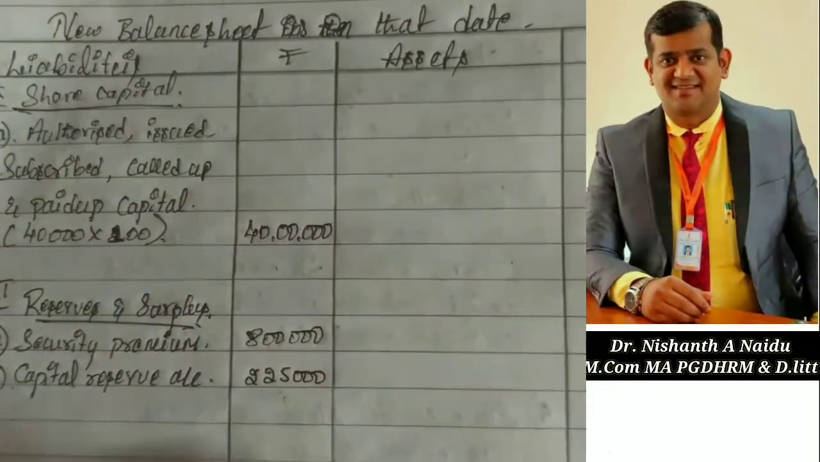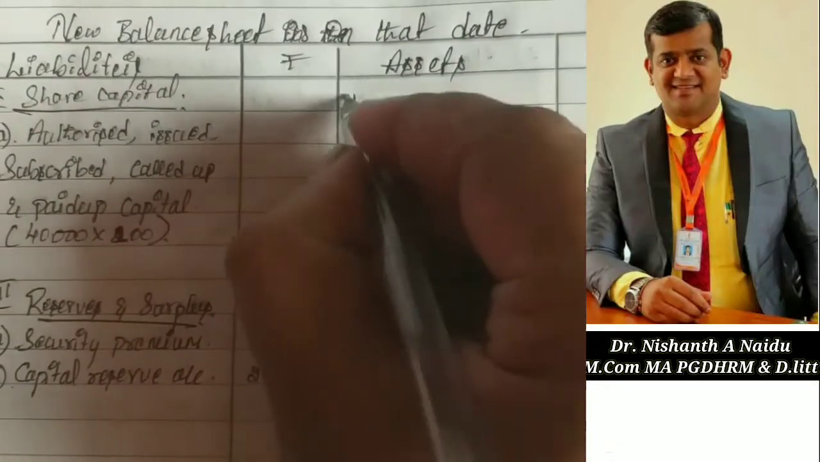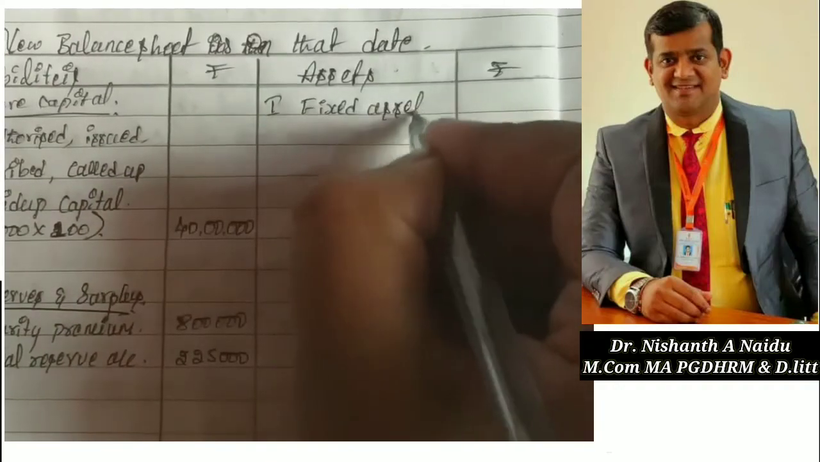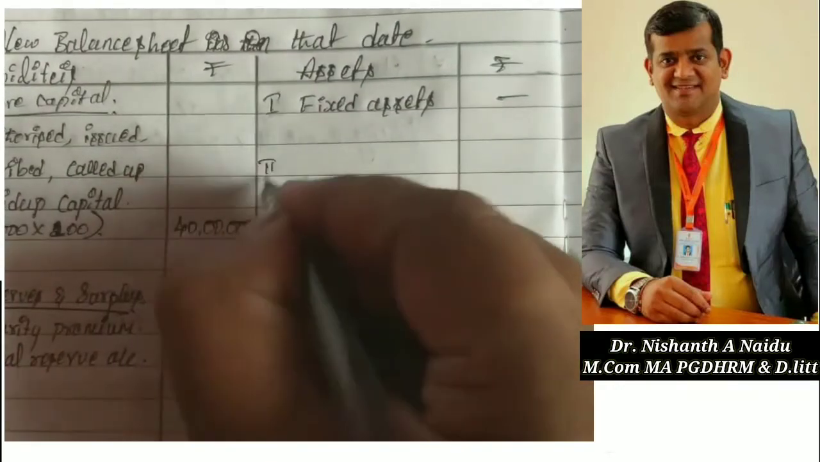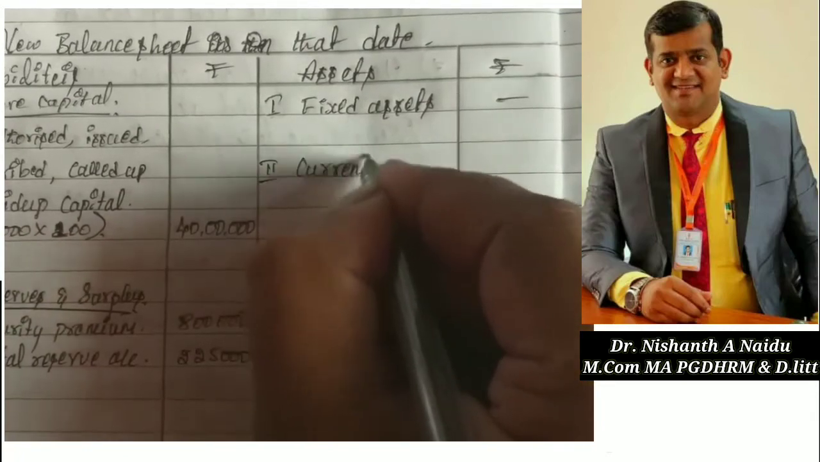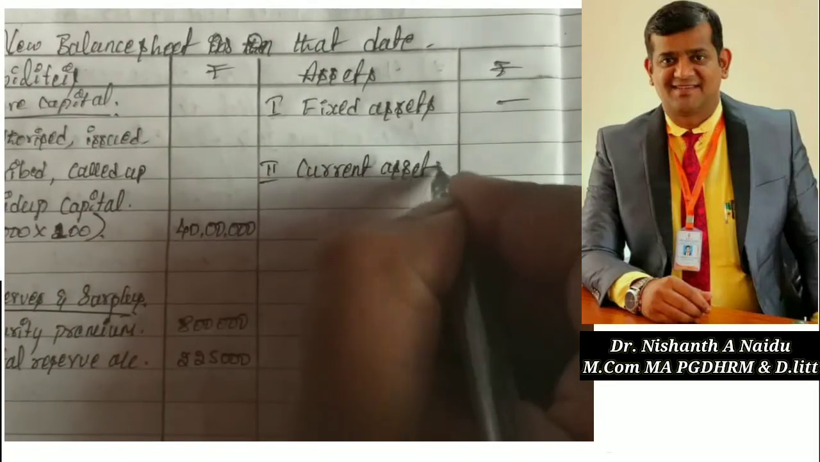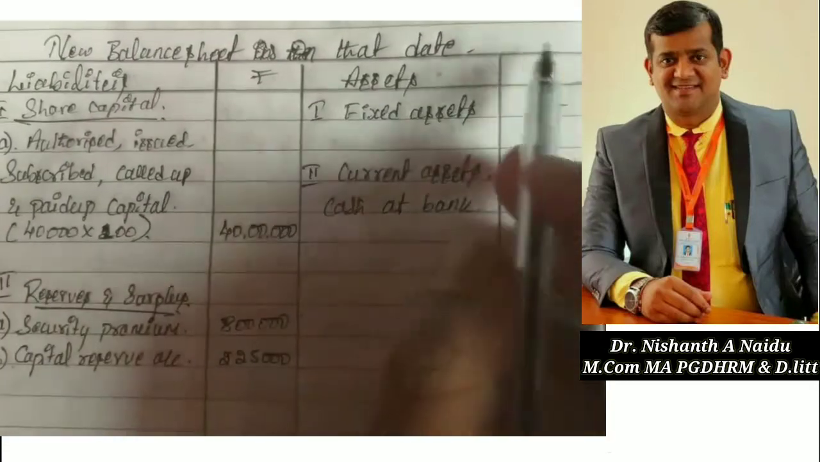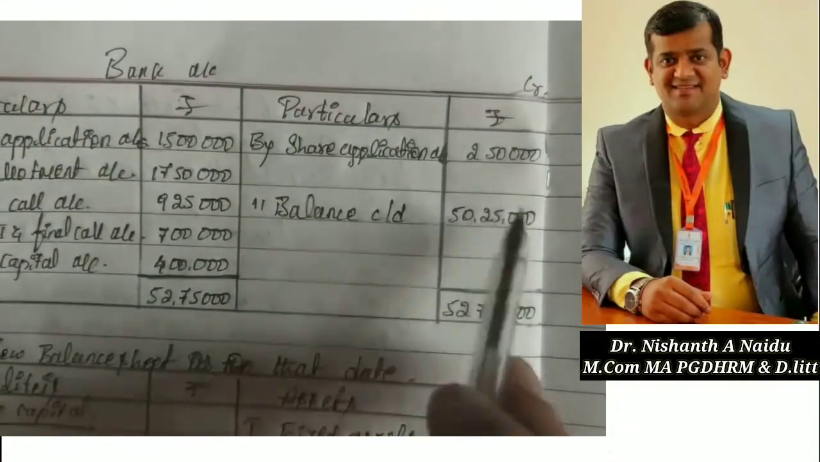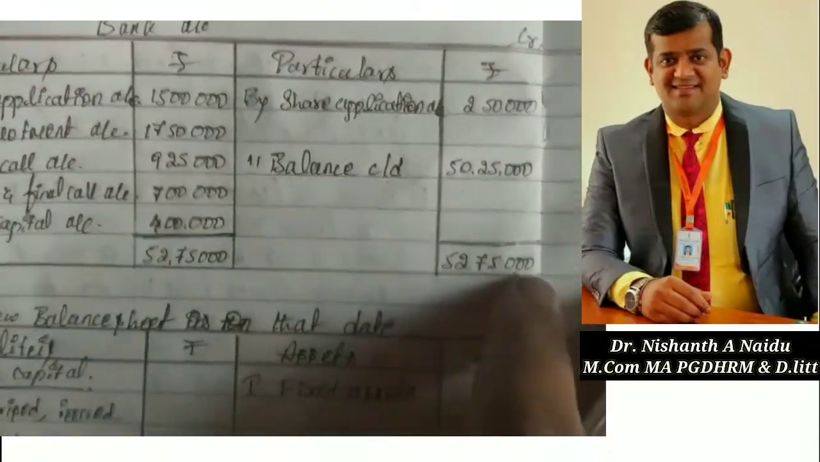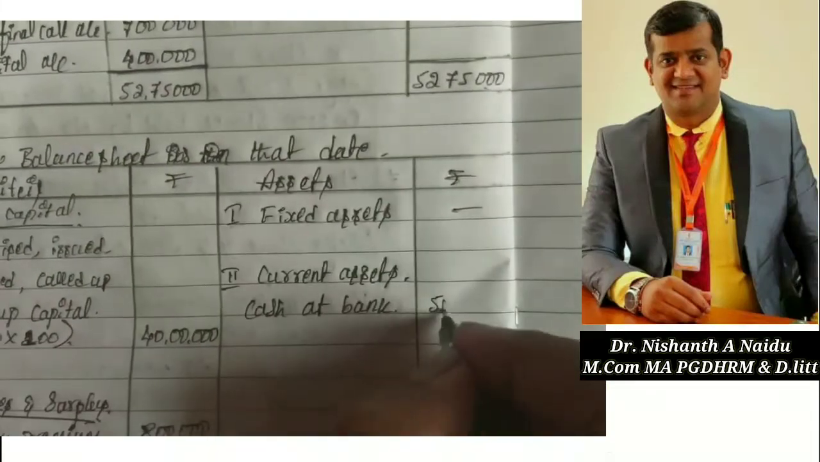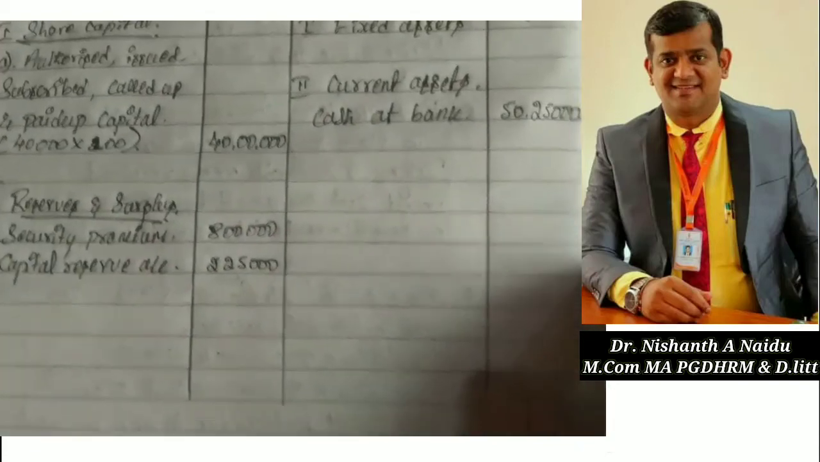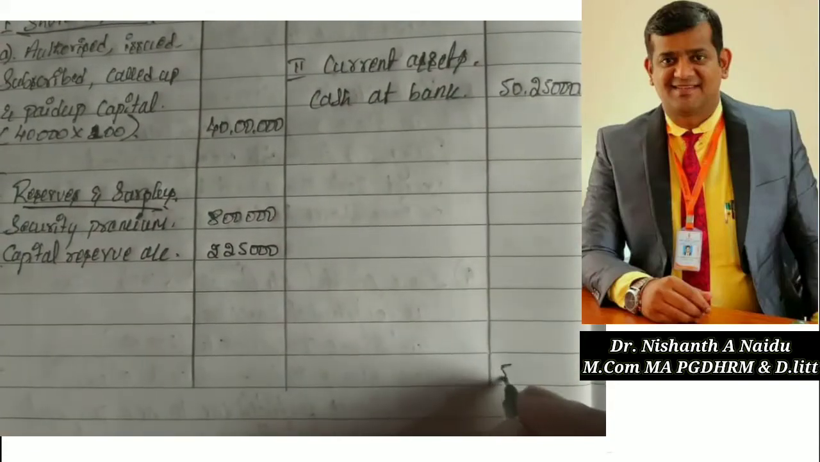Okay, so now under assets, number 1, fixed assets. Do we have any fixed assets in the problem? No, right? So fixed assets nil. Second, do we have any current assets? Yes, we do have. That is cash at bank. How much cash at bank? I said cash at bank is nothing but the carried down figure in the bank account, 50,25,000. Correct. So now I'm entering into the total column.